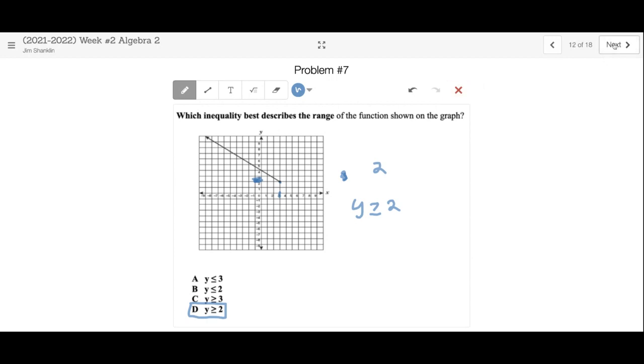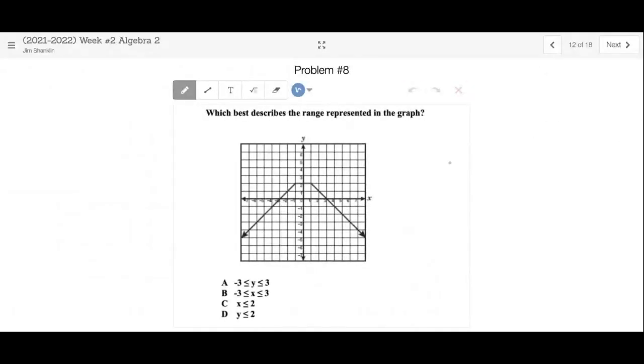Number 8 on the practice says which best describes the range. I'm going to underline range. When I think of range, I think y-axis. It looks like this is the highest it goes, and then it's going to go down forever because these arrows are telling me it's going down, down, down. So I'm thinking y is less than or equal to positive 2. Does that make sense on how to find the range?